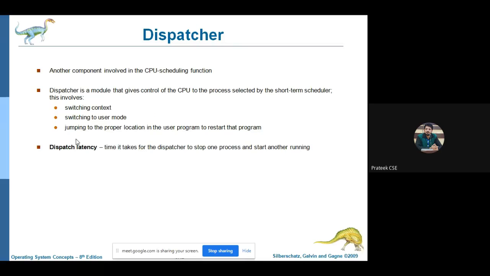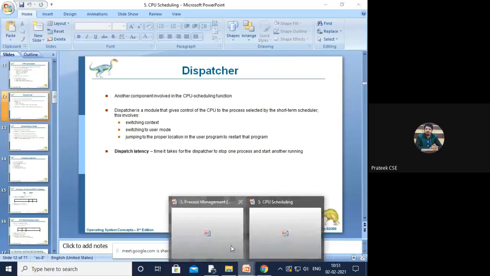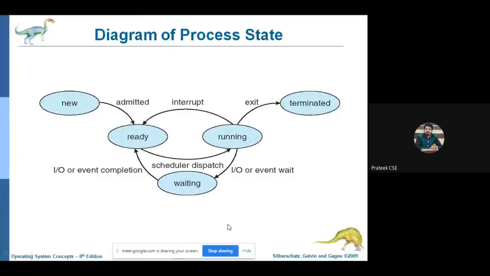So dispatcher is another component involved in the CPU scheduling. And basically you can see in the process state diagram, dispatcher is actually the entity which picks the process from ready state and dispatches it to the running state. So ये काम किसका है? Dispatcher का. Scheduler का क्या काम है? चूज कर लेना कि एक प्रोसेस किसी भी बेसिस पे, किसी एल्गोरिथम के बेसिस पे उसने चूज कर लिया.